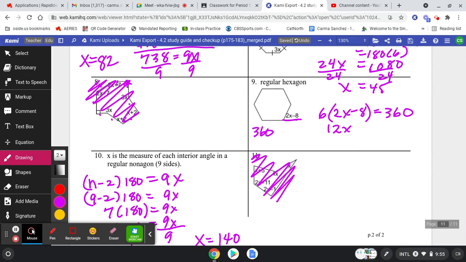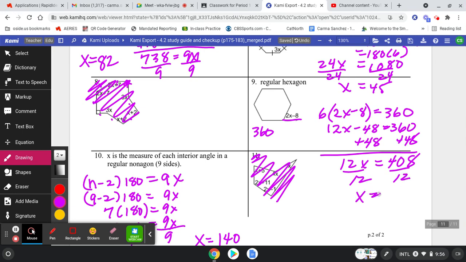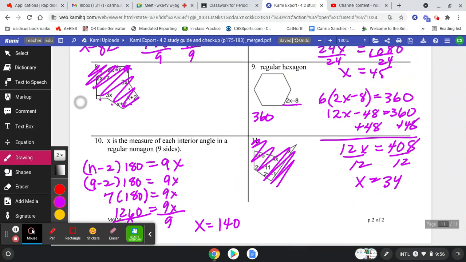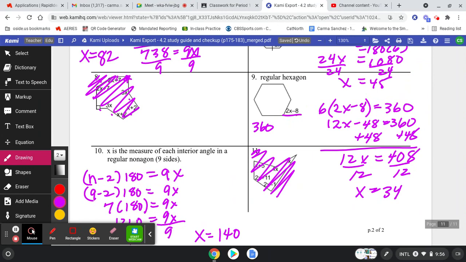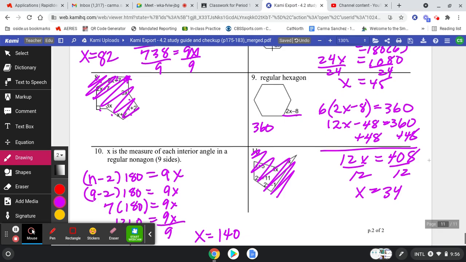So 6 times 2 distributing gives me 12x. 6 times -8. Add that 48 to both sides. And 360 plus 408. Oops, I gave you the answer. And divide that by 12. How'd you do? Did you get the 34? Okay, so that's just a way to apply that new rule that we just practiced in those notes. Again, this is a Math 1 topic, but this worksheet is a Math 2 level of applying those topics.